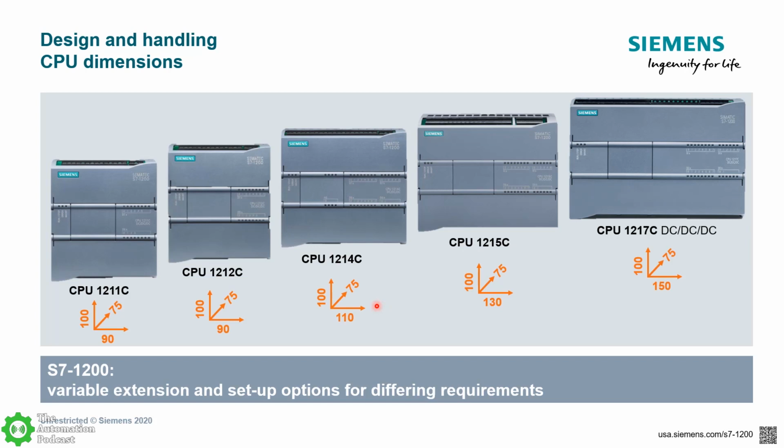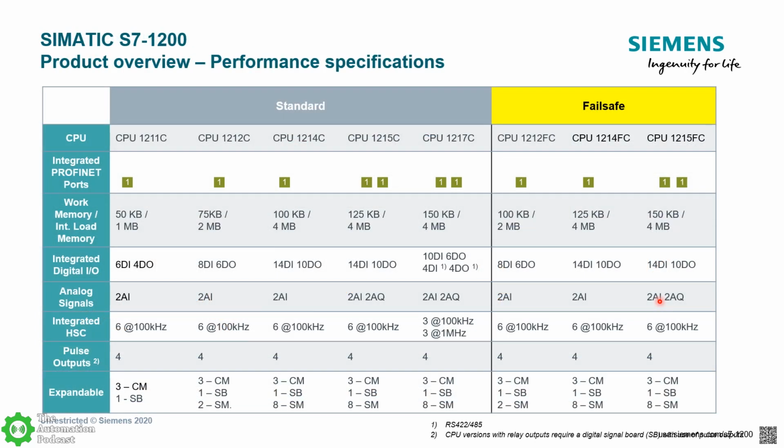This just shows the size difference between the different models. So the 1211 is the smallest, the 1211 and 1212 at 90 millimeters. That's just under 4 inches for scale. And then our 1217 is 150 millimeters, which is about 6 inches wide. Here's just a brief overview of the specifications between the different models.